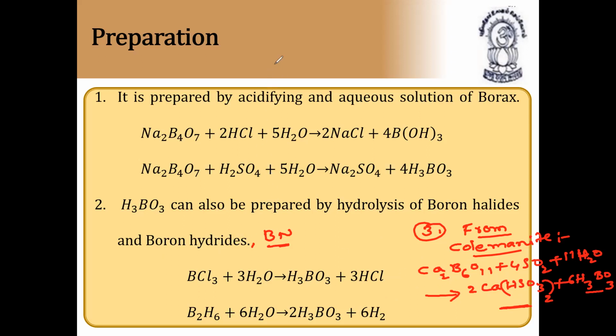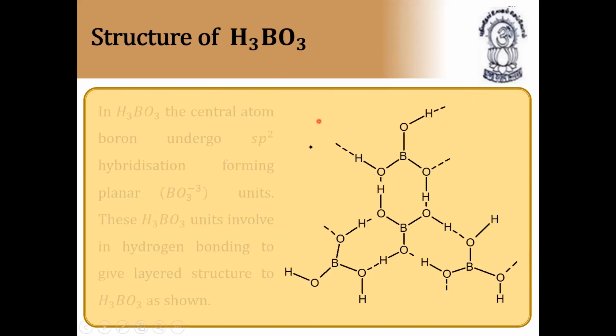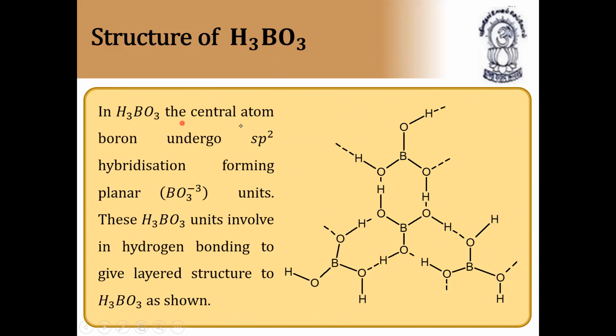Now we are going to see the structure of orthoboric acid. Very, very important. In H3BO3, the central atom boron undergoes what type of hybridization? It is sp2 hybridization. Due to the presence of hydrogen bonding, it is polymeric in structure. sp2 hybridization forms planar BO3 3 minus units. These H3BO3 units are involved in hydrogen bonding to give a layered structure to H3BO3 as shown in the figure.